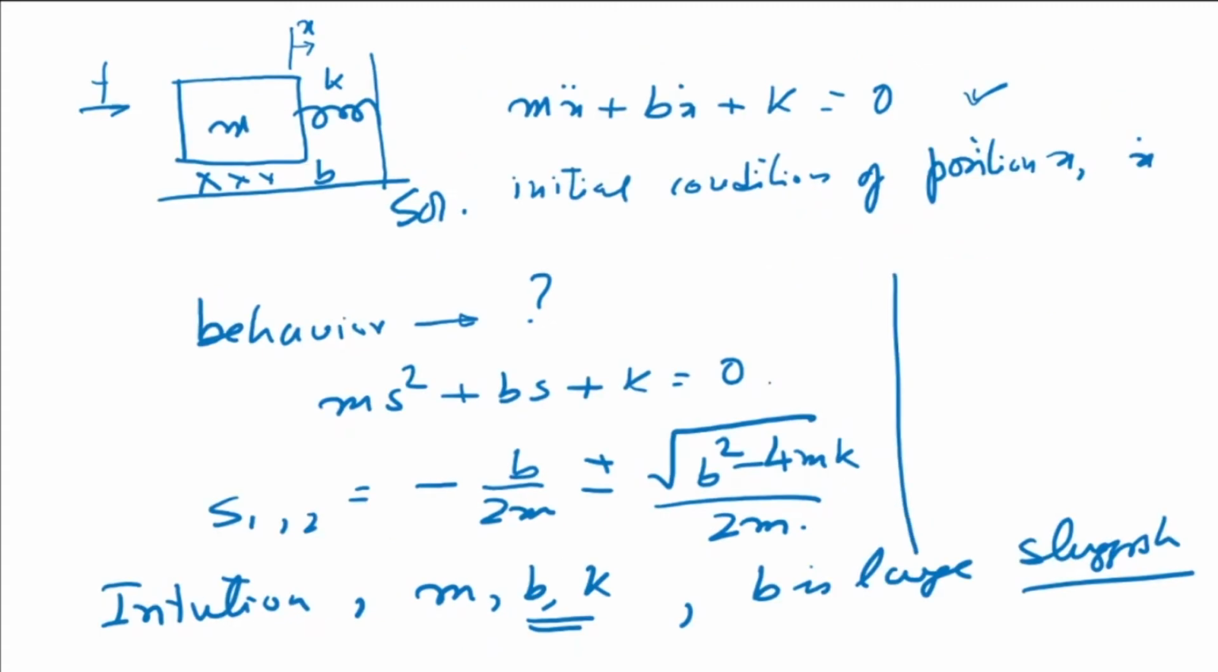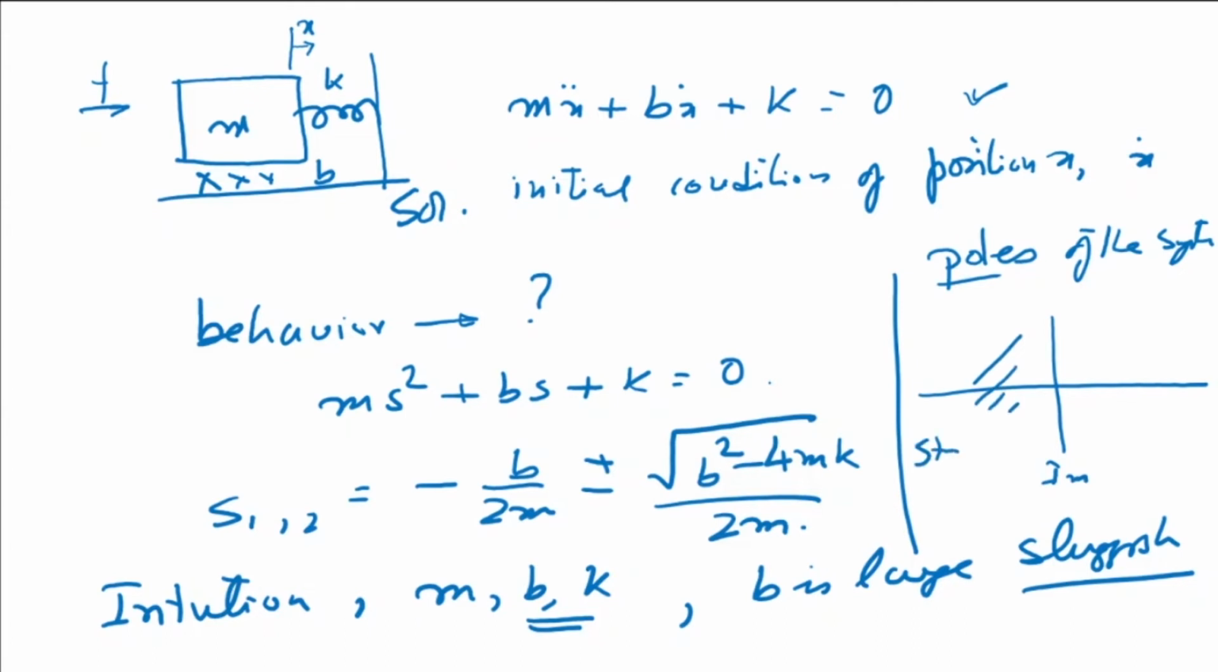We have two roots, and these two roots are sometimes called the poles of the system. In terms of stability, if your poles are on the left of your imaginary axis, on this side, then the system is stable. If the poles go on the right of your imaginary axis, then the system becomes unstable.